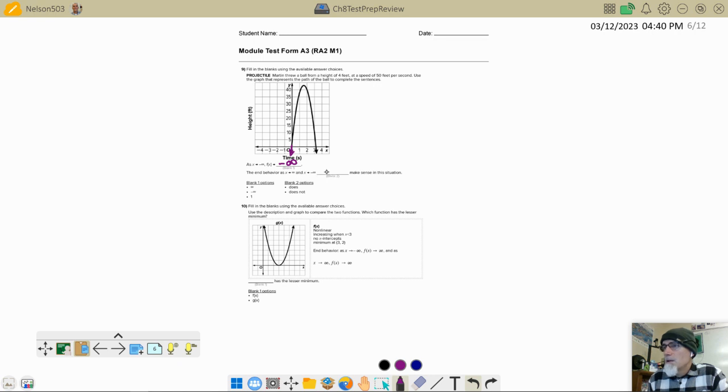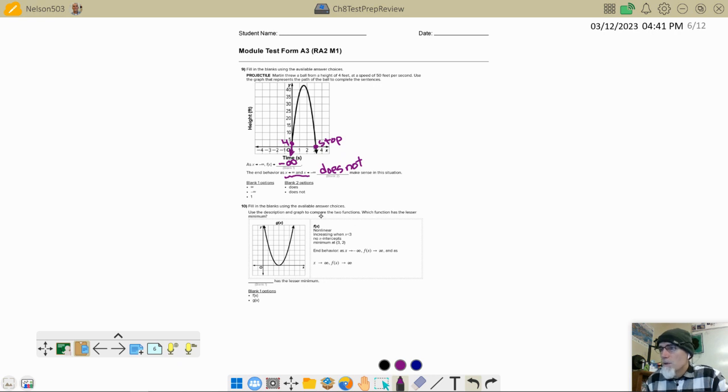That does not make sense in the real world problem. And the reason why is because they said the ball started at a height of 4 feet. So right here at 4 feet, that's where it starts. And then it would stop right there because it hits the ground, right? So to have arrows on there, this whole question about end behavior doesn't make sense in the real world situation.